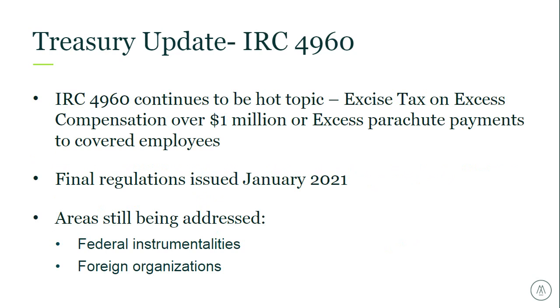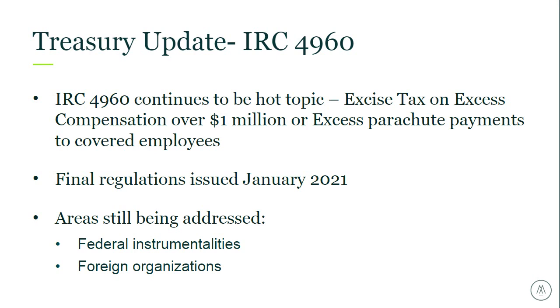All right, the other hot topic that the IRS and everyone else has been talking about in the news is IRC 4960, which is essentially the excise tax on excess compensation over $1 million, or the excess parachute payments to covered employees. The excess parachute payments are essentially severance payments when someone leaves the organization. It's 3 times the average of their compensation over the last 5 years. That's typically the computation, but there's more to it than just this little blip.